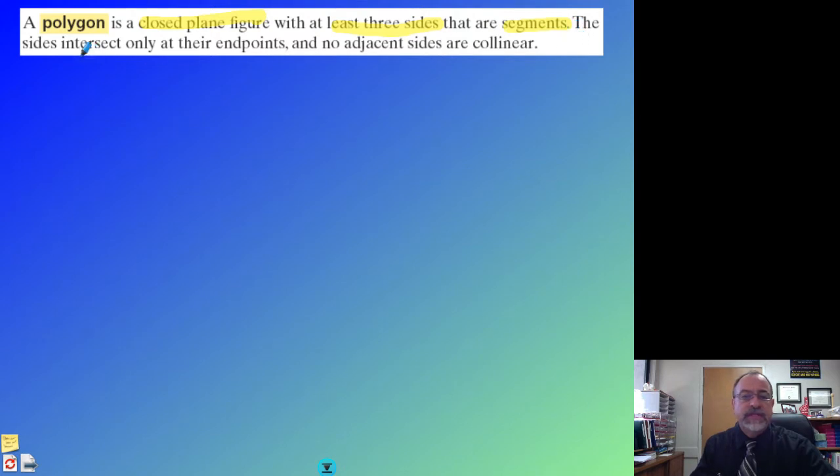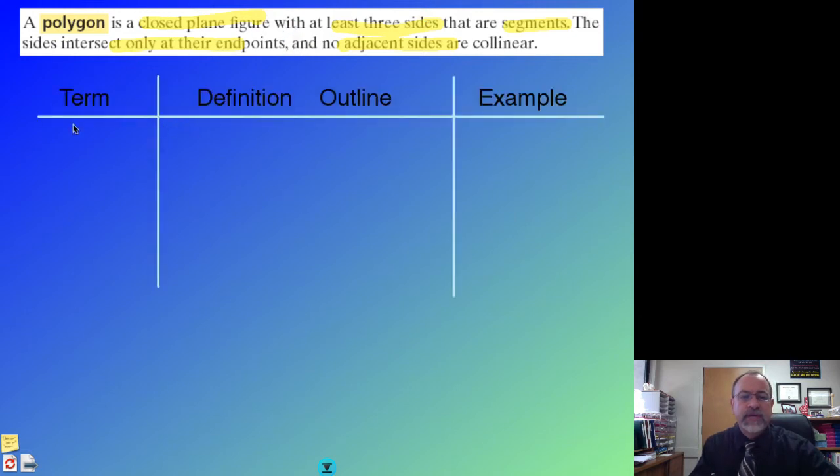A couple other things: it says the sides intersect only at their endpoints. So there's only one intersection where two sides come together, and they can't cross in another place. And then no adjacent sides are collinear, meaning you can't have one side and then another side on top of it. You can't go forward and back and call it a polygon, because they'd be on the same line.